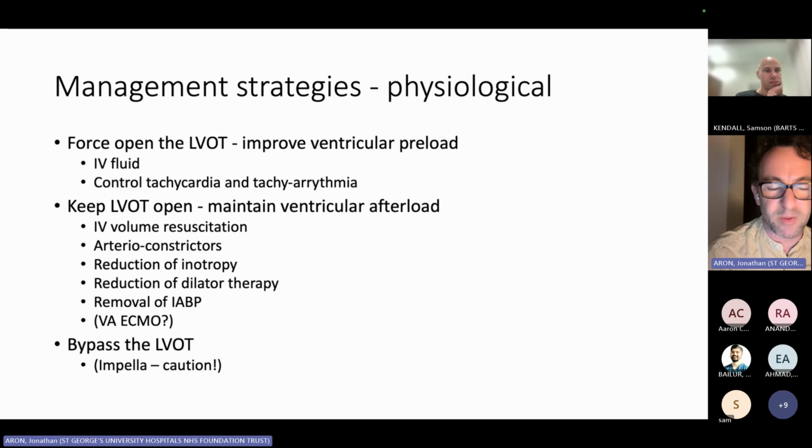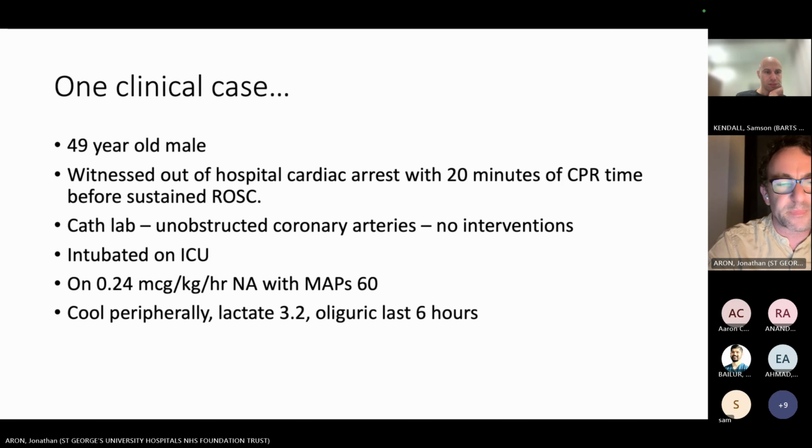If you've accidentally put in a balloon pump, I would suggest taking that out as well. You can also think about bypassing the left ventricular outflow tract completely by sticking an impeller through it. But that's a difficult decision to make, because the impeller could get blocked by the very mechanisms that are causing the obstruction. So not an easy decision either.